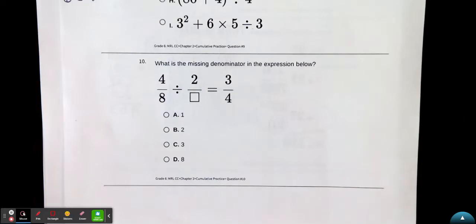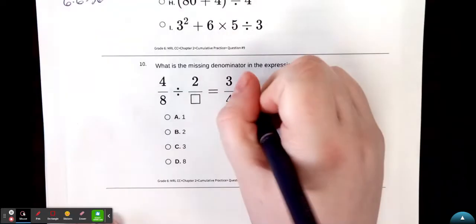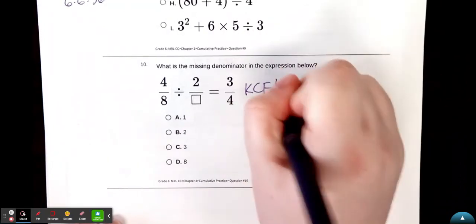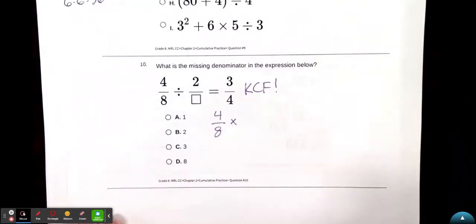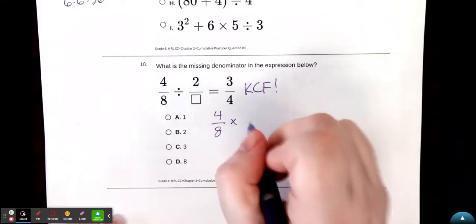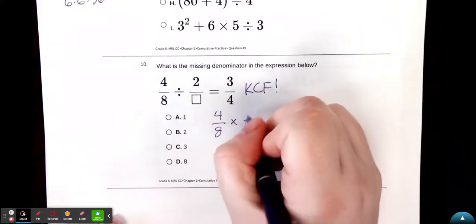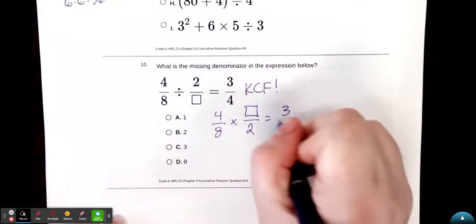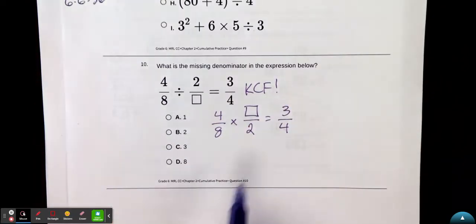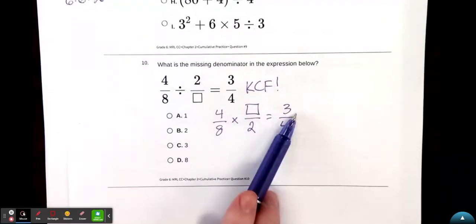All right, number 10 says, what is the missing denominator in the expression below? So again, for this one, we're going to do keep, change, flip. So we keep our first fraction the same, flip or change our sign to multiplication, and then flip our fraction upside down. So we get a box over 2, and that should equal 3/4. So we're trying to figure out what number we could put in here to get this.